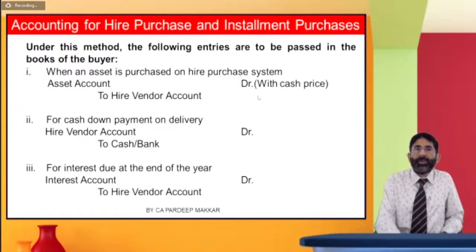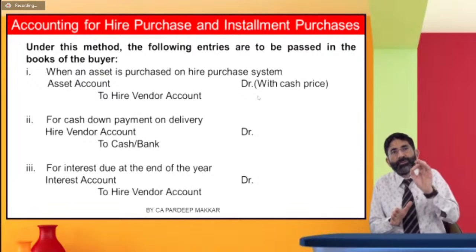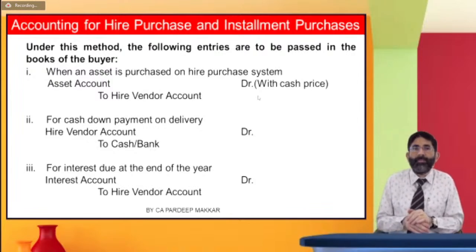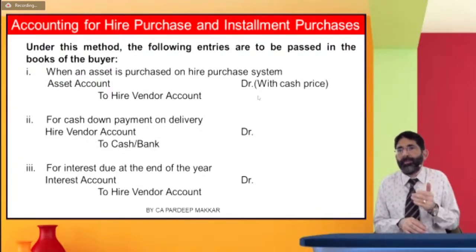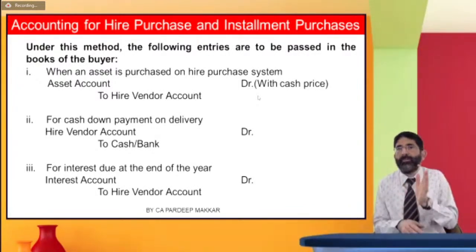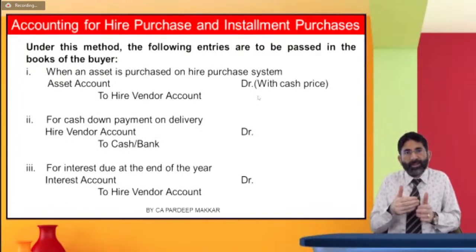Interest account debit to vendor account. Very simple entry. But this interest will be only the interest which is due on that particular installment. Interest will be due according to every installment. Whatever interest we have to pay in that installment will become due, because, as I have already mentioned, interest is a period expense. It will be entered on a period basis.